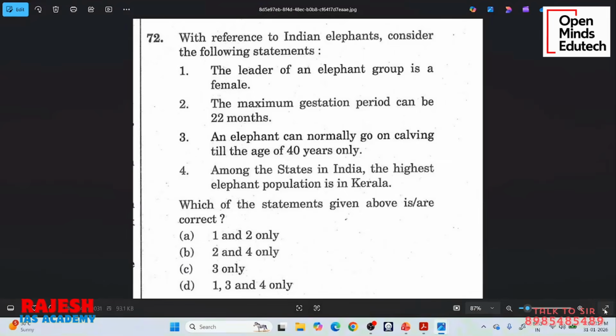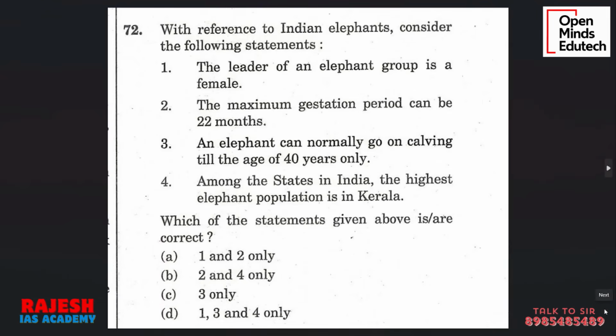See this question about the Indian elephant. Take a minute and see this question about the nature of elephants of India. What is the organization method? Who is the leader of the group? The leader of the elephant group will always be a female, the eldest female. And the gestation period is 22 months. Yes, on planet Earth, elephants have the maximum gestation period, 22 months. And this third statement is wrong, and the fourth statement is also wrong.